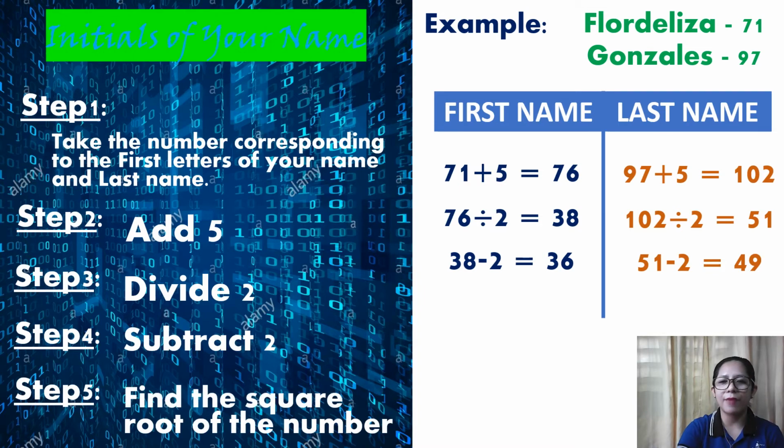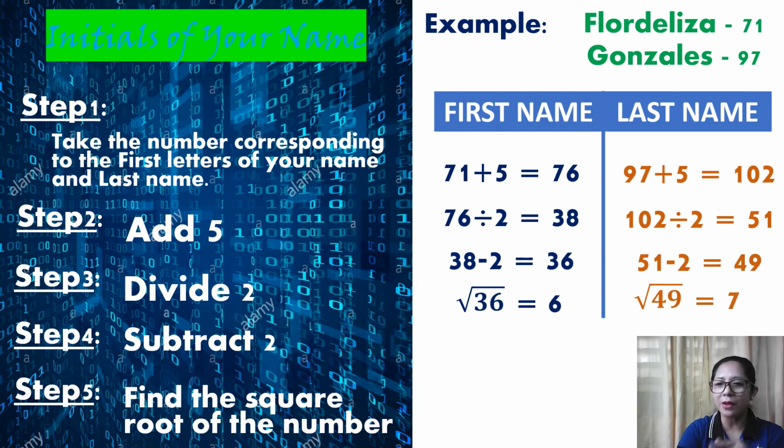And step 5 is we get the square root of each number. So when we say square root, you multiply the number by itself, then you will get this particular answer. So for example, 36. Think of a number that when you multiply it by itself, the answer is 36. And that will be 6, because 6 times 6 is 36. And for 49, that will be 7, because 7 times 7 is 49.